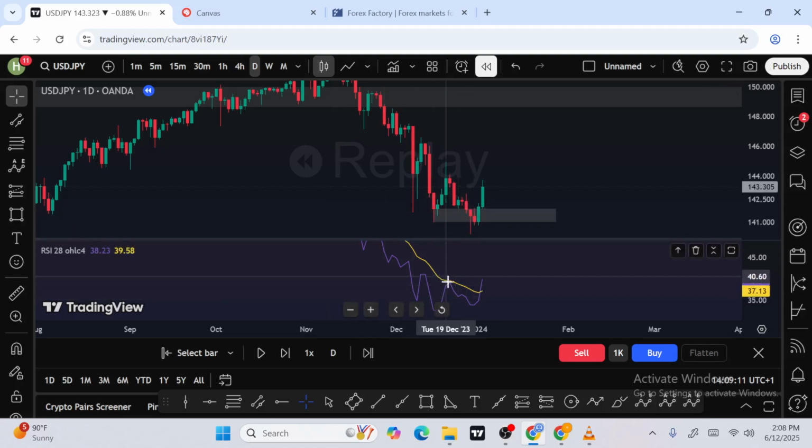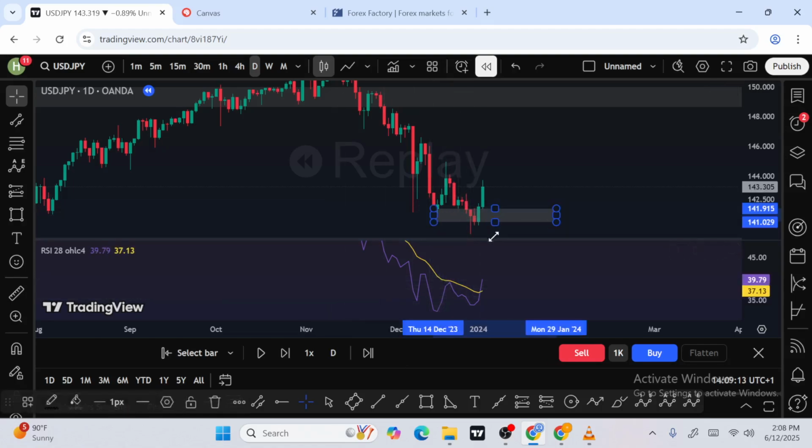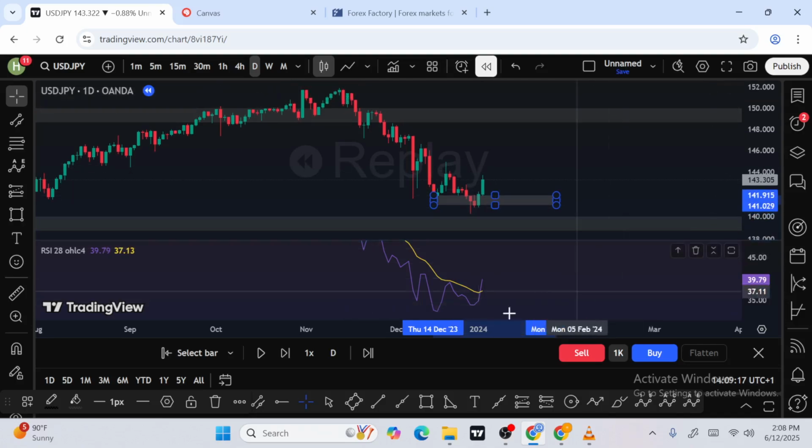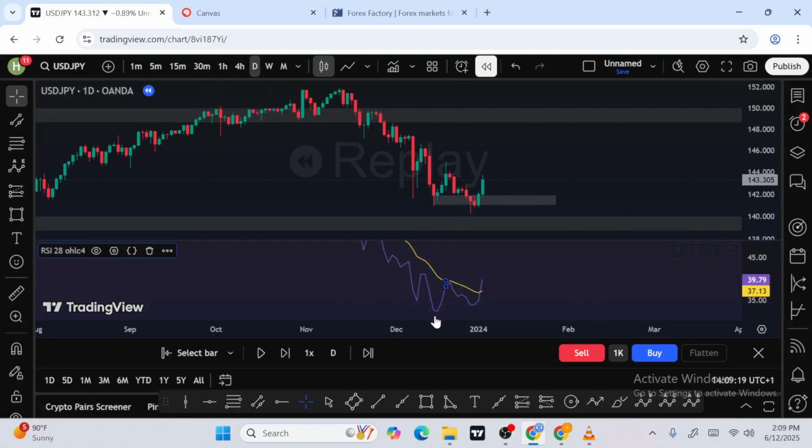Yes, lower high, lower low. But this lower low is just like a fake out. That's why the indicator printed lower low, higher low. So from here, if you mark this candle, this is the low here.